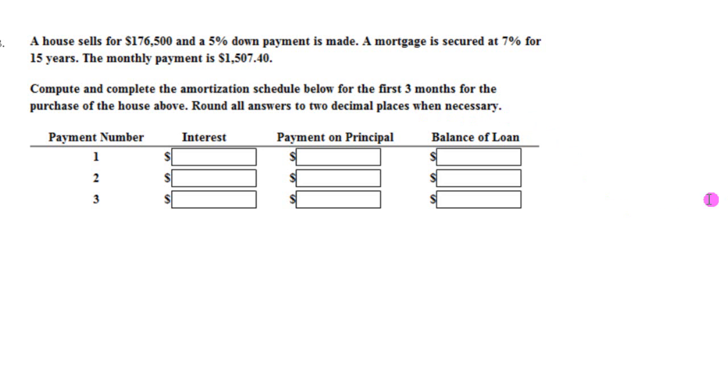Okay, so first thing we need to do is figure out what the mortgage amount is. And we know that the house sells for $176,500 and that 5% down payment is made. So the first thing we're going to need to compute is what's the amount of the down payment. We know that the down payment is going to be 5% of the selling price of the house. So you know that's going to be a multiplication. So let's compute the down payment for the house purchase first.